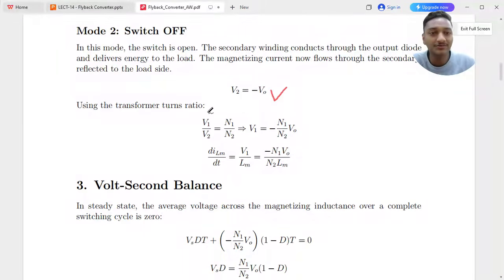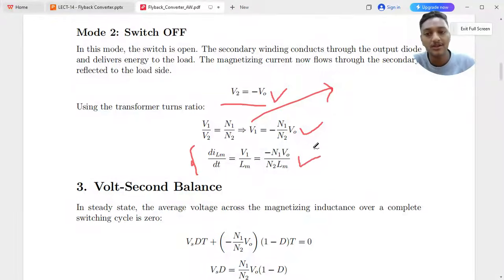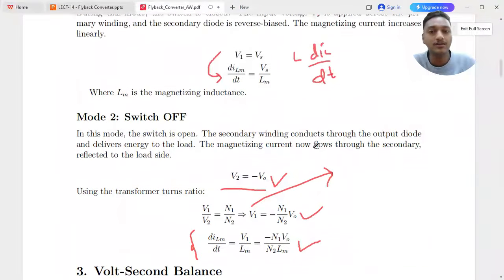Now we have some basic transformer relations. We know that V1 by V2 equal to N1 by N2, but here my V2 is equal to minus V0 during the off time. So what I have written here is V1 equal to minus N1 by N2 into V0. Now again, V1 is L dILm by dt, so I can write dILm by dt is equal to V1 by Lm. I am just substituting the value of V1, so I get minus N1 by N2 into V0 by Lm. So this is the other expression which I got during the turn-off time.